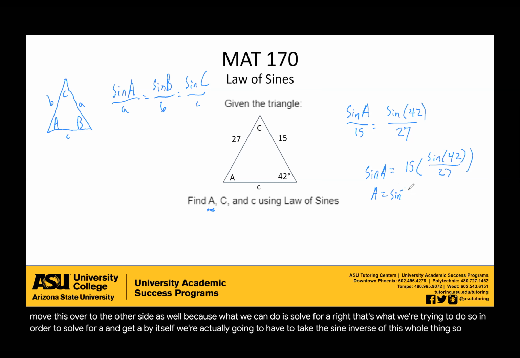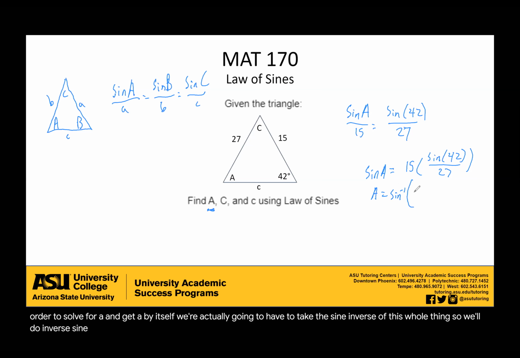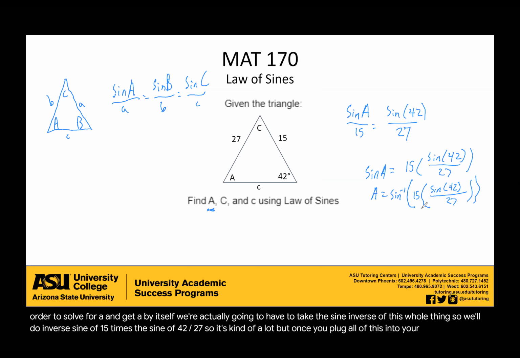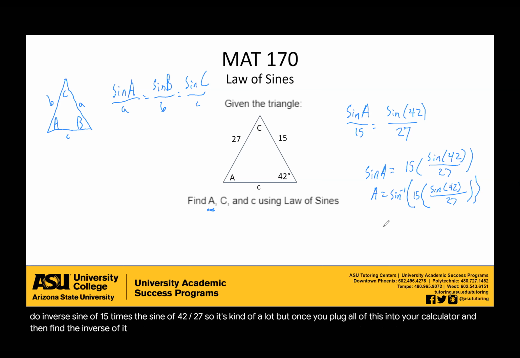So we'll do inverse sine of 15 times the sine of 42 divided by 27. It's kind of a lot, but once you plug all of this into your calculator and find the inverse, you figure out that the angle of A is equal to 21.8229 degrees.